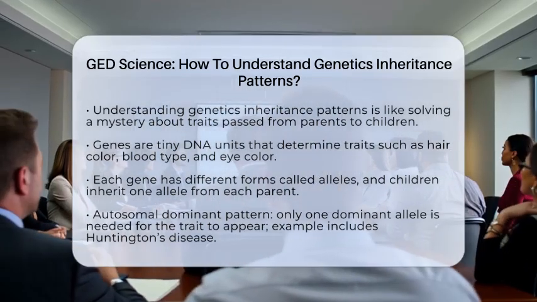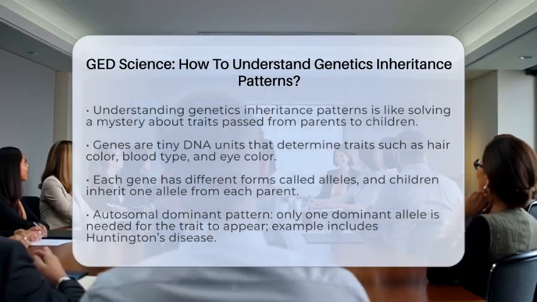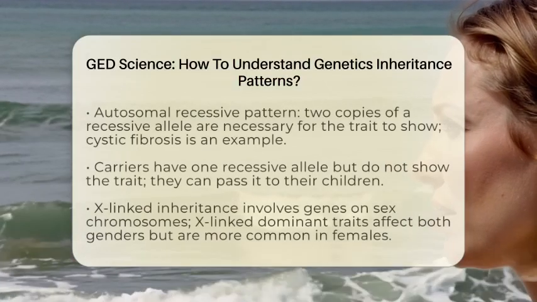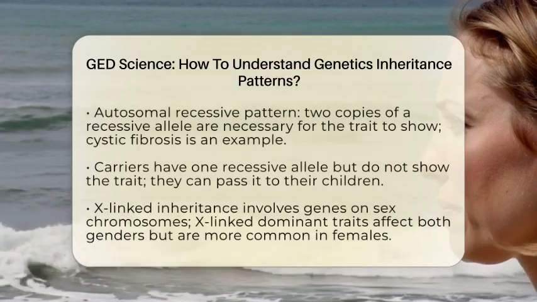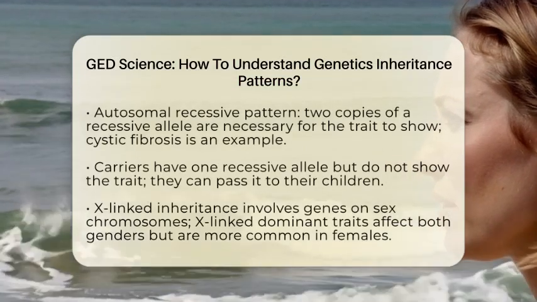The first pattern is autosomal dominant. This means only one copy of a dominant allele is enough for the trait to show up. If one parent has the trait, most children will have it too. For example, Huntington's disease follows this pattern.